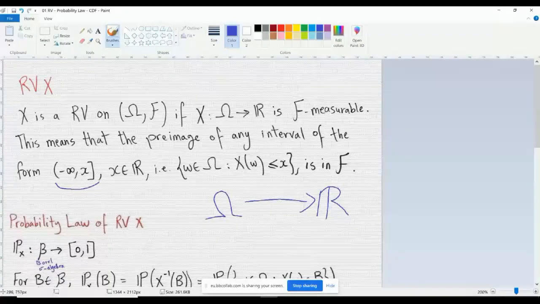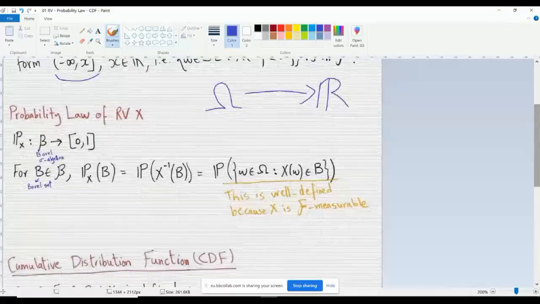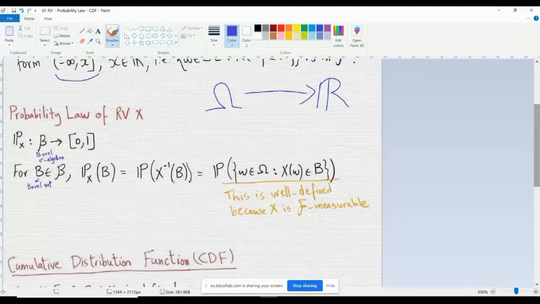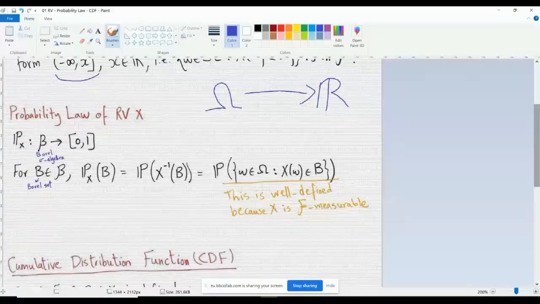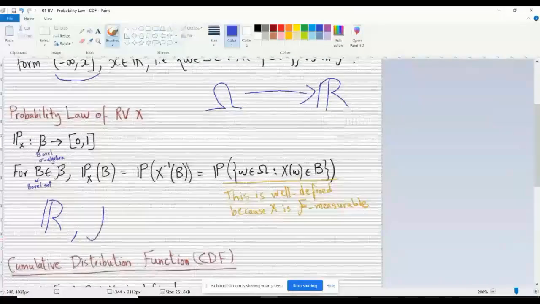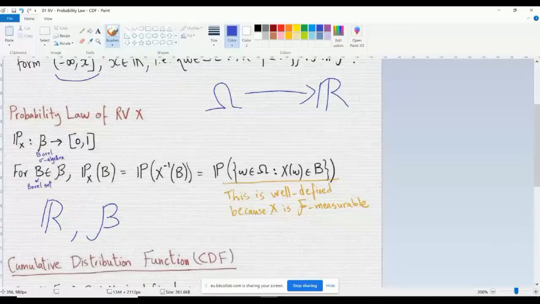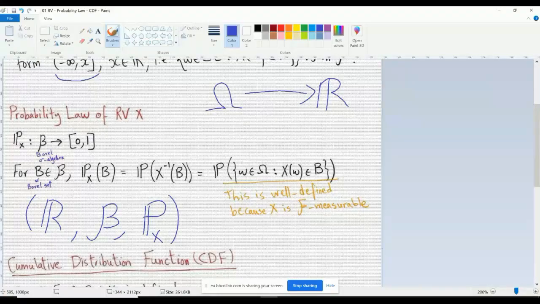Okay. And then we talked about the probability law of a random variable. Now we are thinking of our R as our big omega. Then we will have the Borel sigma algebra as our sigma algebra, and we want to have a probability measure, which is denoted by this thing. So we have a deterministic mapping from big omega to R.